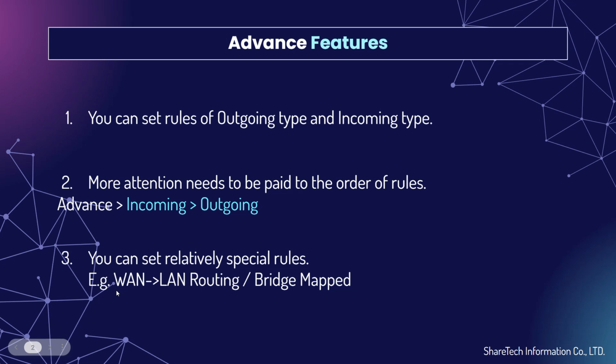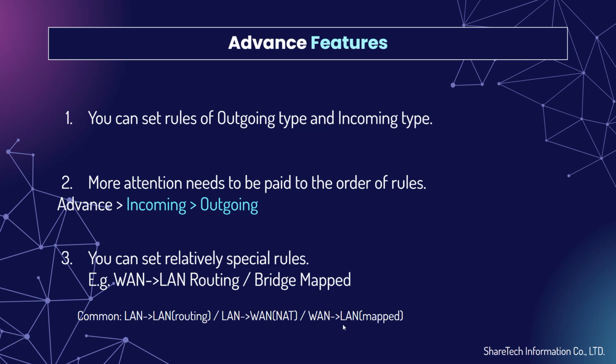The third is it can be set with more special rules. In general, our common rules are mostly LAN-to-LAN routing or LAN-to-WAN NAT or WAN-to-LAN mapping. There are some rare rules such as WAN-to-LAN routing or bridge to LAN mapping only can be set in advance. So these two kinds of rules cannot be set in incoming or outgoing tab.